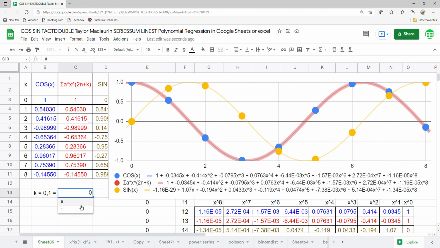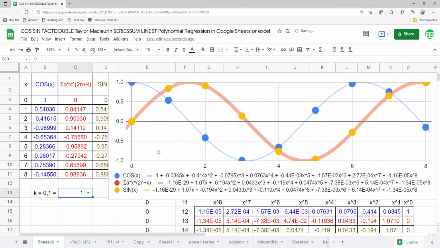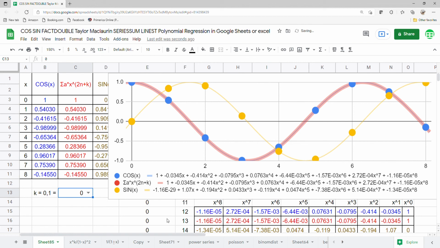If I toggle this to 1, k equals 1, then it is sine. So these values are the same, and their data sets, they're also the same. If I toggle this to 0, it's cosine. So these values are the same, and these data sets are the same. This completes the use of Taylor-Maclaurin SERIESSUM and FACTDOUBLE, double factorial, to generate cosine and sine dataset.